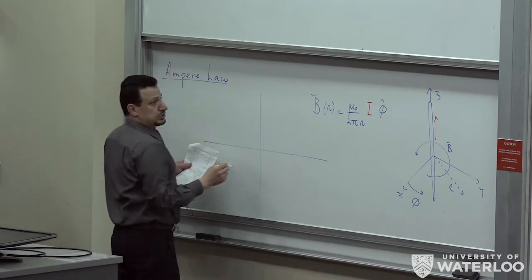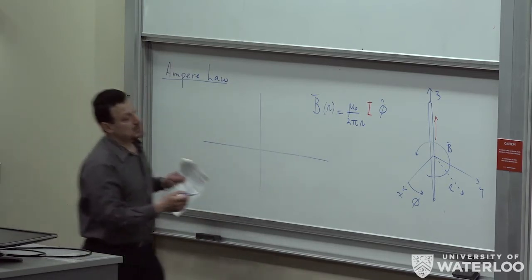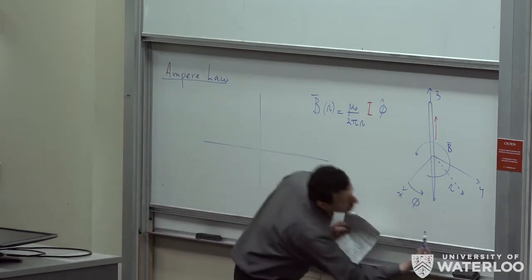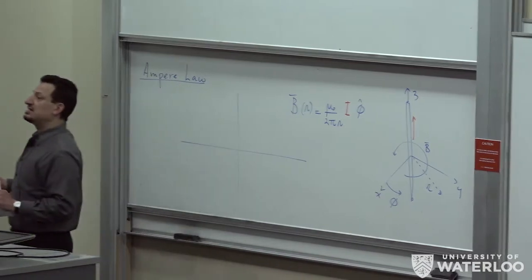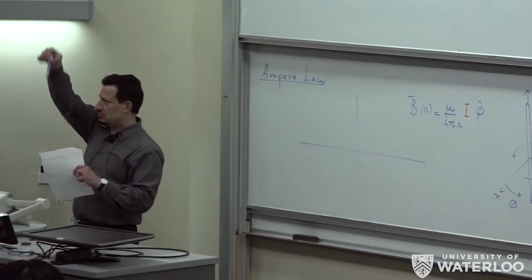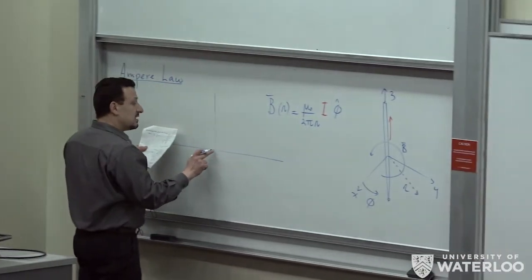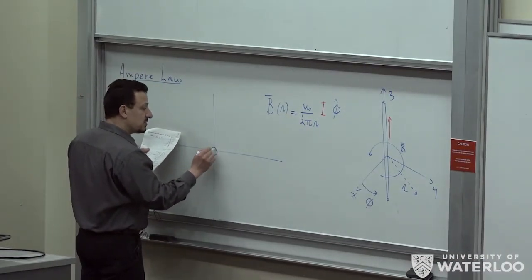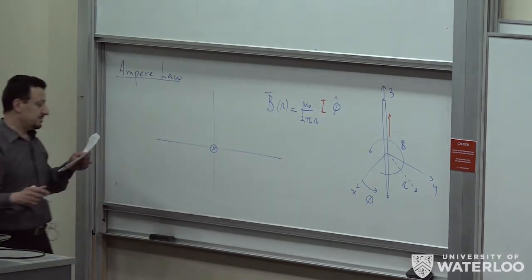Okay. So looking from the top, or just to stick to my notes, I'm going to look from the bottom. In other words, I'm going to look at the xy plane. I can either look from the top or the bottom, doesn't matter. But because of the way my notes are structured, I'm going to look such that I see the current going into the board. Okay?